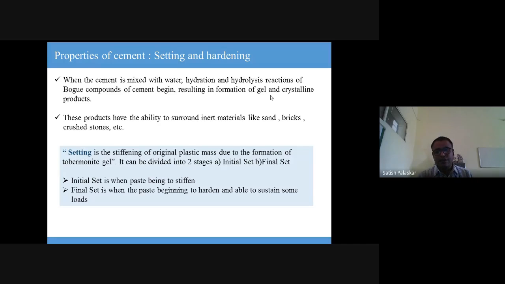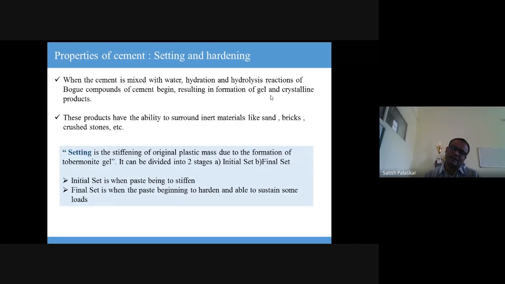When we consider concrete, sand and aggregate are there. Sometimes an alkali-aggregate reaction takes place, but we are considering it as an inert material. So what will cement do? It will surround that sand and aggregate, and a compact mass or structure is formed, called concrete. Okay. Setting is the stiffening of the original plastic mass due to formation of gel. It can be divided into two stages, that is initial set and final set. Initial set is when the paste begins to stiffen.